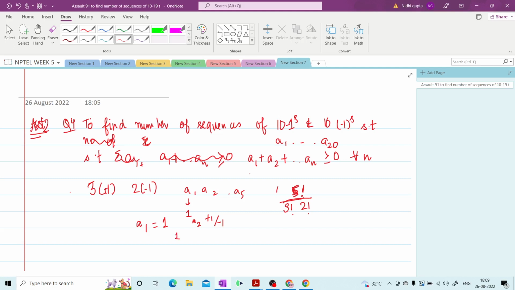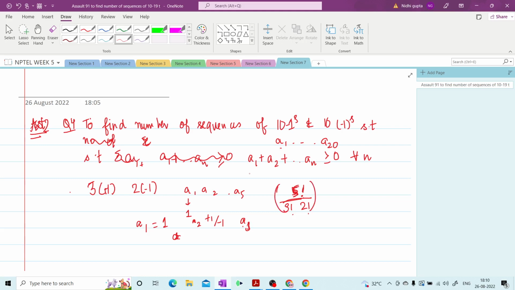So for A2 you have 2 options. For A3 now, what will be the number of options we'll have? We can have all the 3 plus 1s. And then, no, see, we are constructing a sequence, so it can take either 1 or -1.